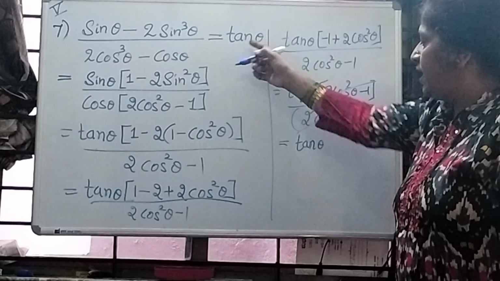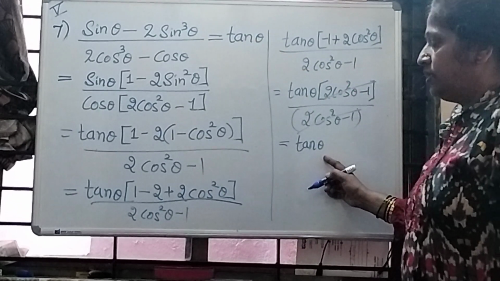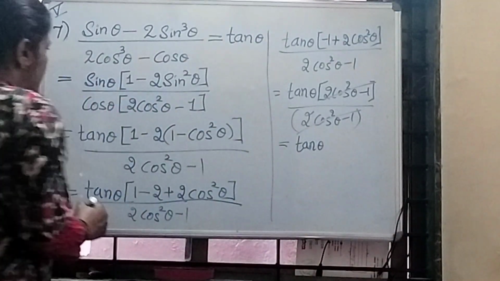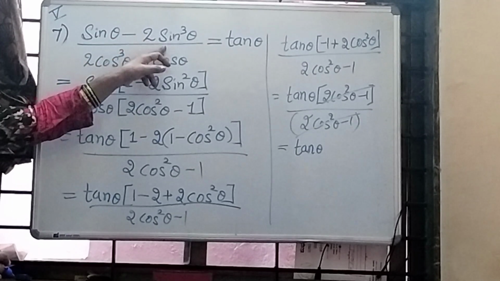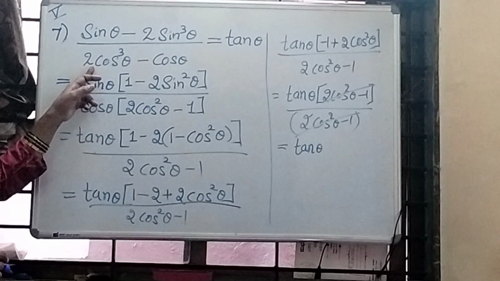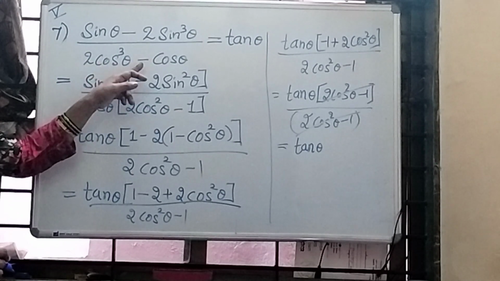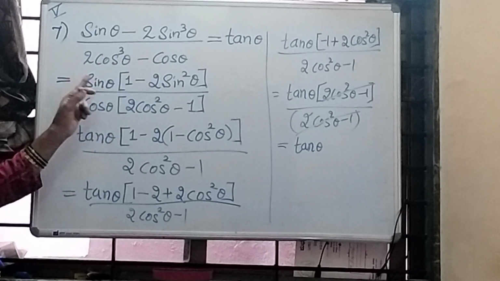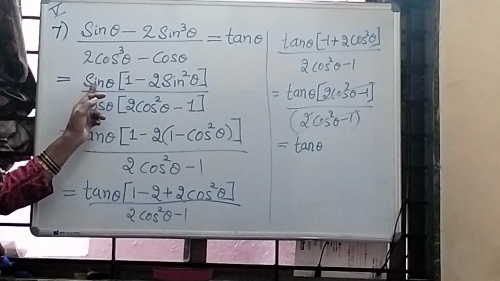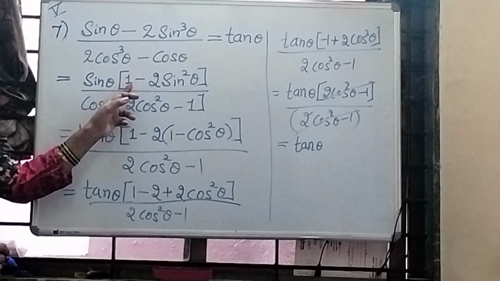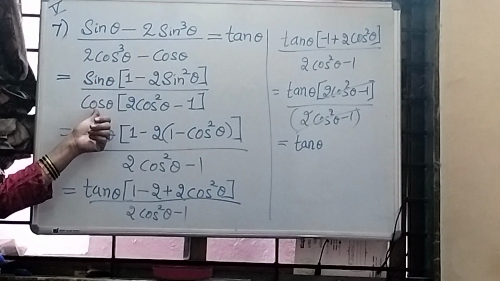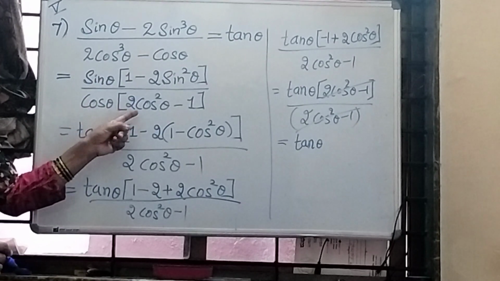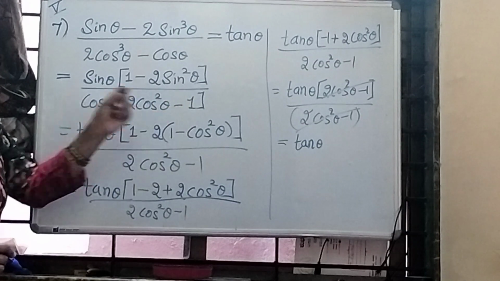What was there in the RHS, we have got it. So once again I will explain, students, just listen. (Sin theta minus 2 sin cube theta) divided by (2 cos cube theta minus cos theta). So if we take sin theta common, in the bracket we have 1 minus 2 sin square theta, divided by cos theta into bracket 2 cos square theta minus 1.